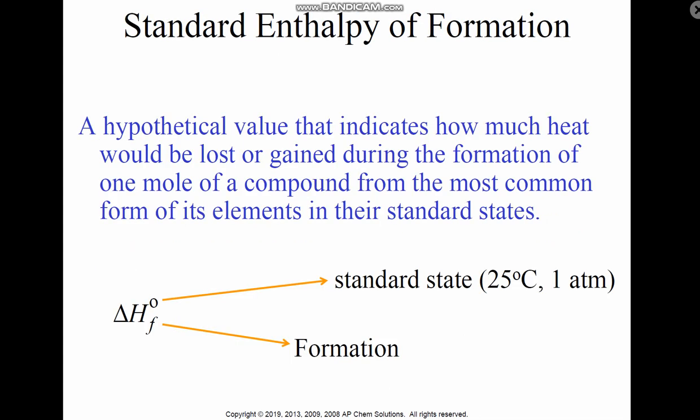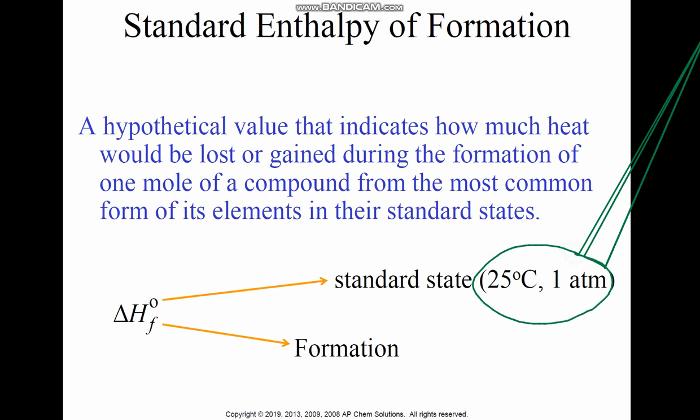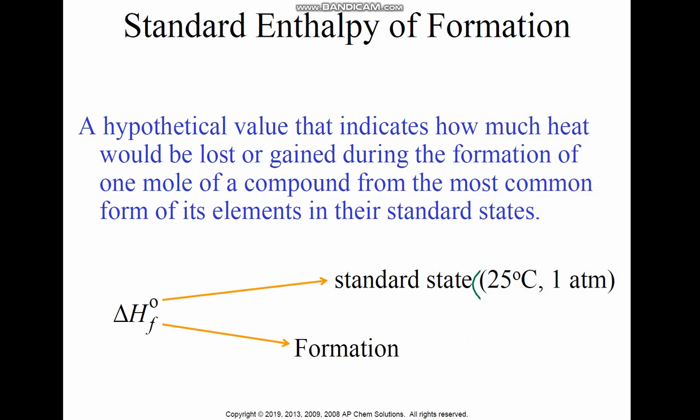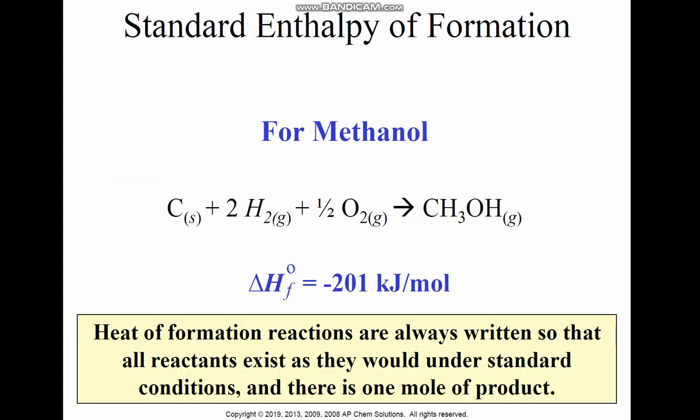All right, so what we have here is a standard enthalpy of formation. This is indicating how much heat would be lost or gained during the formation of 1 mole of a compound from the most common form of its element in its standard state. So it has to be at 25 degrees Celsius and 1 atmosphere. We're talking about the enthalpy of formation, meaning the change of energy when that particular thing is formed. This is a really ideal situation, so this isn't something that we're really going to do in the lab.